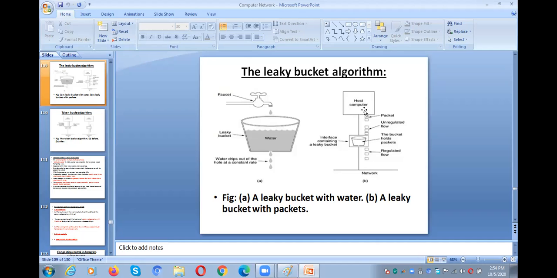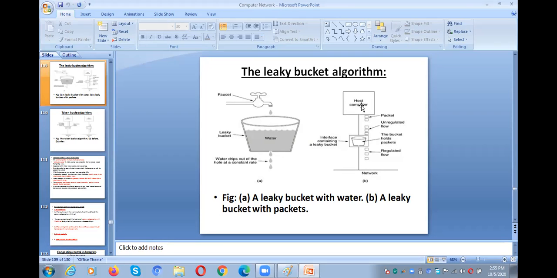The machine continuously sends the packets, injecting the packets into the network, but the network is unable to handle the incoming packets. It cannot forward the packets to the next router. So what it has to do, we need to regulate the flow. So how can we regulate the flow? Here is a leaky bucket. Whatever packets are injected by the computer will be taken by the leaky bucket. From the leaky bucket, only one packet is forwarded or injected to the network.